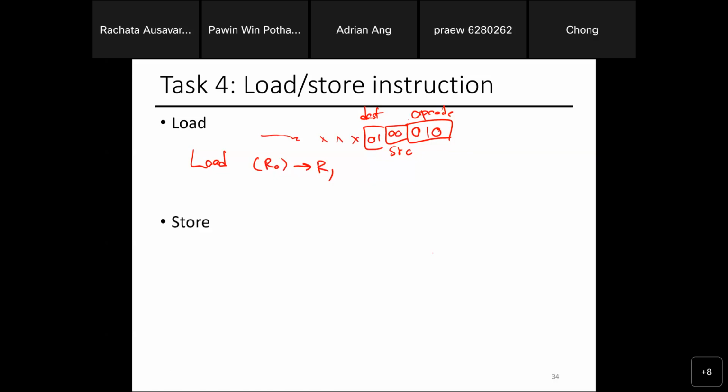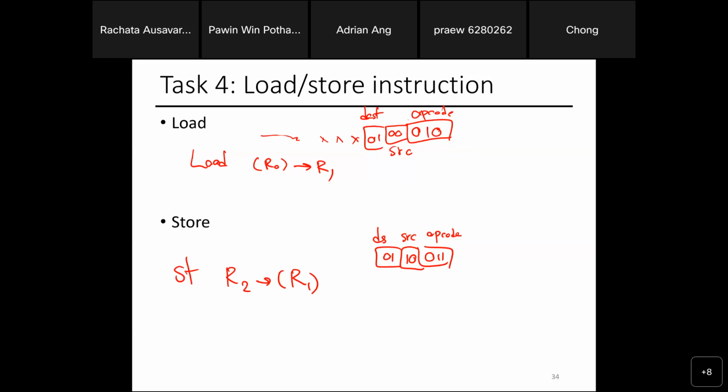For store, it basically becomes 0, 1, 1 at the end for the opcode. And let's say you want to store the value at R2 at the location R1. It means I want to put R1 as an address. I want to store whatever R2 is holding at R1. So here it can be, again, source, destination, right? Source here would be R2 and this R1. Same thing. Okay.